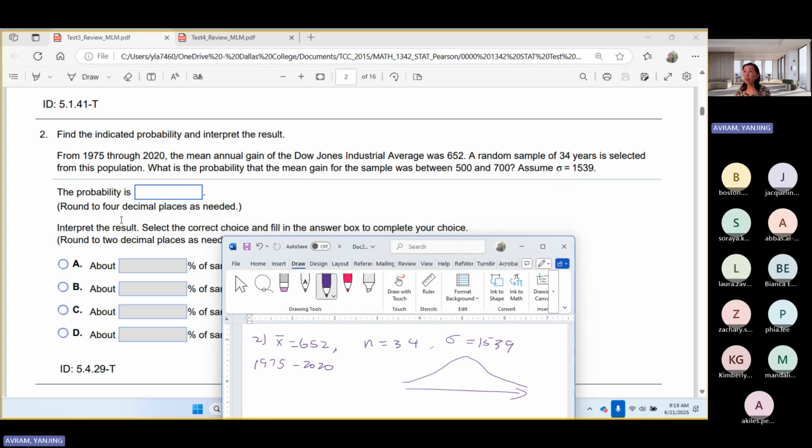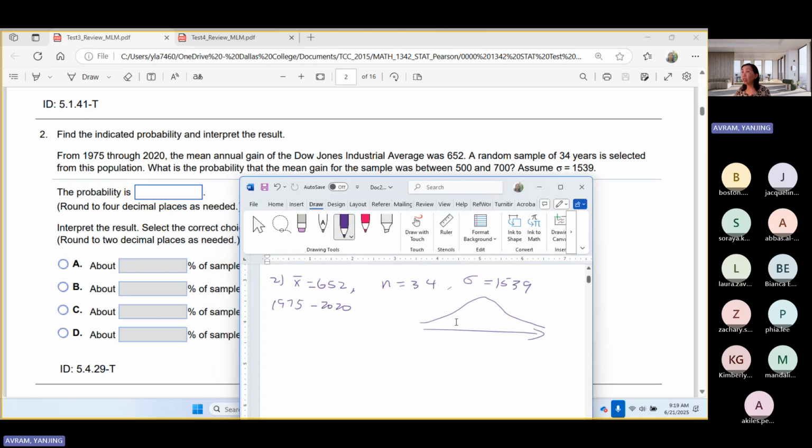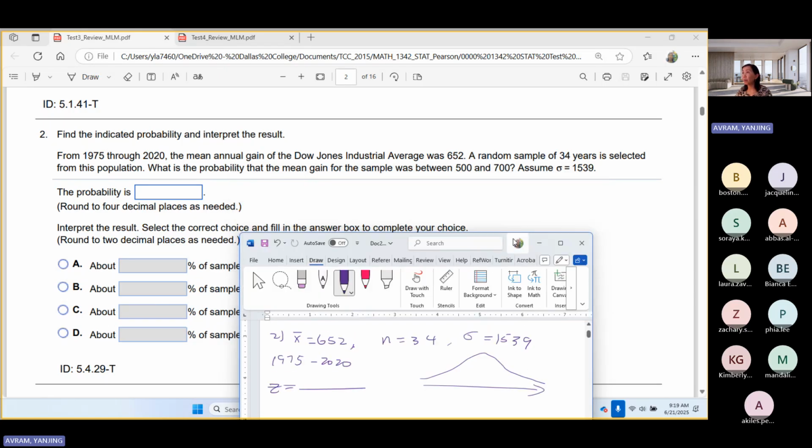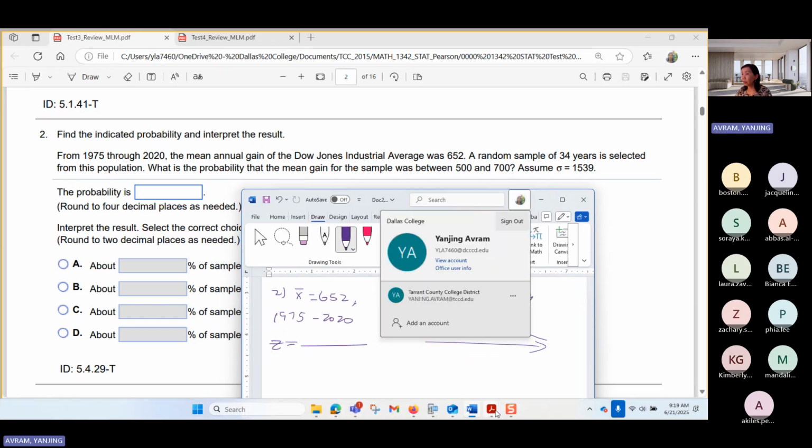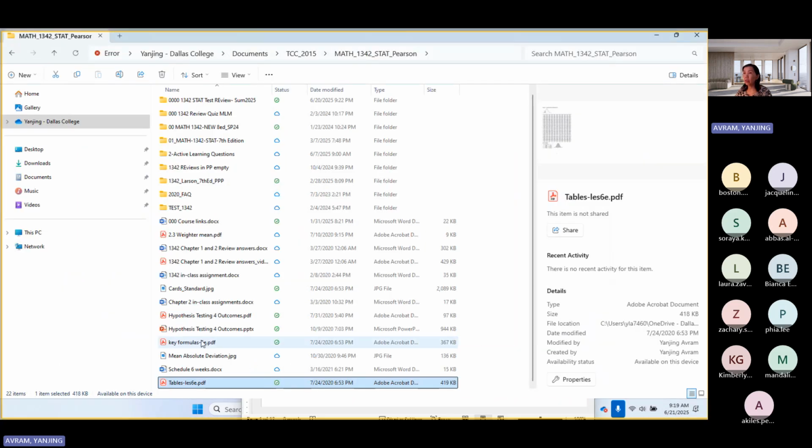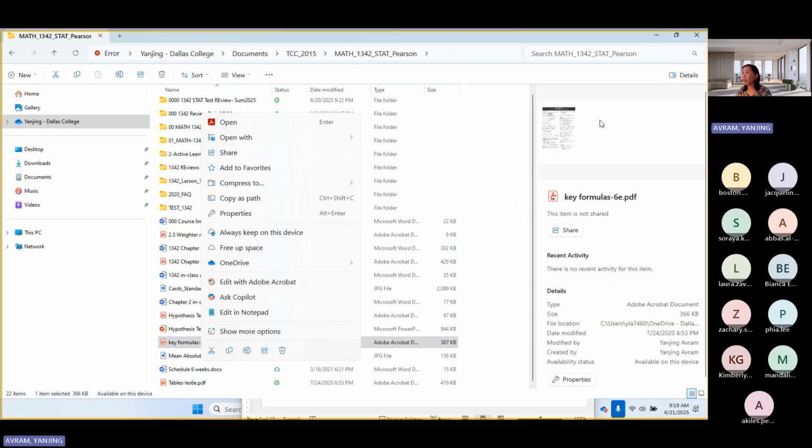So how do you find the probability? You have to find the probability first before you can choose the answer. Okay, so in this case, if you want to find a probability, you have to know the G-score, okay, because you have to read the table. And how much is the G-score here? Well, G-score here, you will need to use what? Go to look at the formula sheet, okay? So go to the formula sheet. The reason I want to show you the formula sheet so you know where to find your formula.